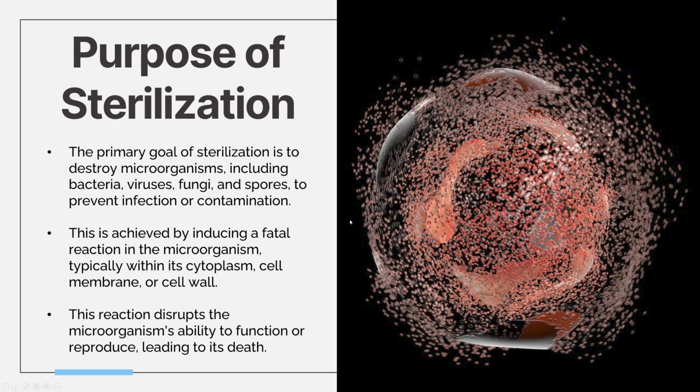All right, so the purpose of sterilization. The main purpose of sterilization is to destroy all microorganisms, including tough ones like spores, to prevent infections and contamination. Sterilization works by damaging key parts of the microorganism, like its cell wall, membrane, or the inside of the cell, so it can't survive or multiply. Different methods cause different types of damage. So, for example, heat can break down proteins, while chemicals might damage the cell's DNA. In the end, sterilization makes sure no microbes are left alive to cause harm.